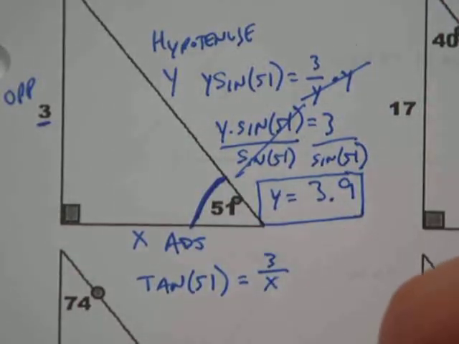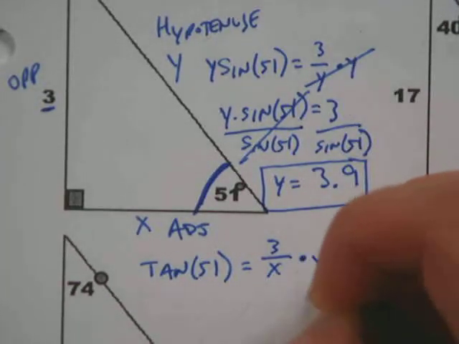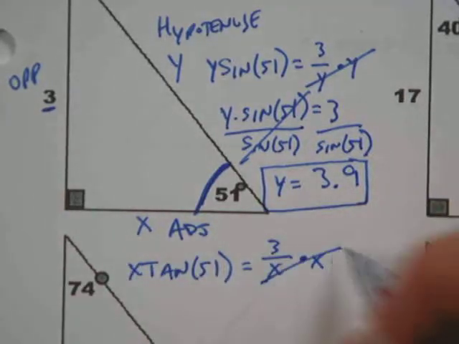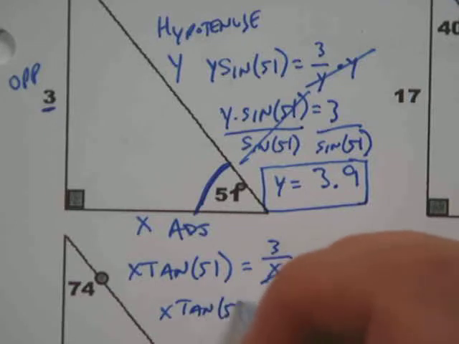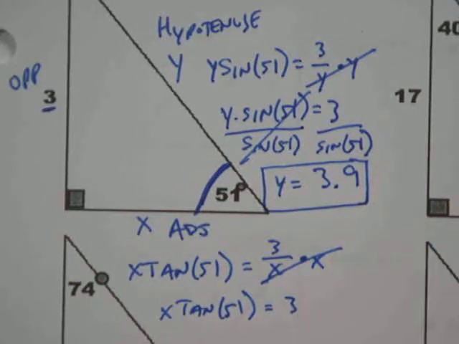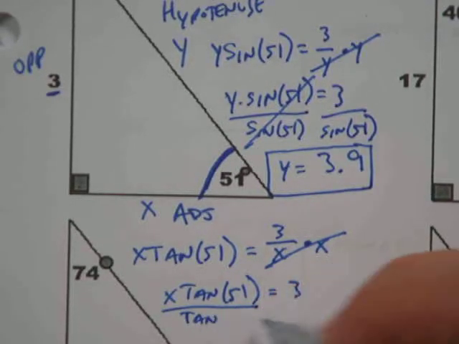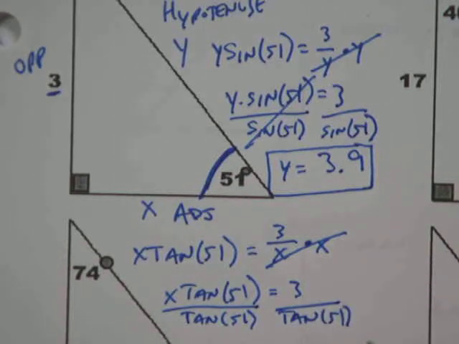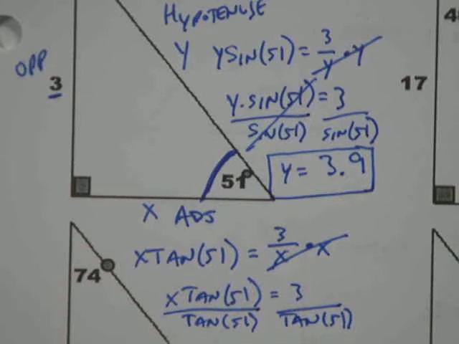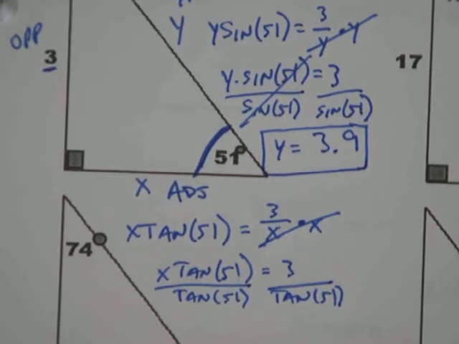And we're going to solve the exact same way. Like we multiplied by y on both sides here, I'm going to multiply by x on both sides. Rewriting this, we have x tangent 51 equals 3. So now I'm going to divide by tangent of 51 on both sides. So typing into my calculator, 3 divided by tangent 51, enter. We get x equals 2.4.